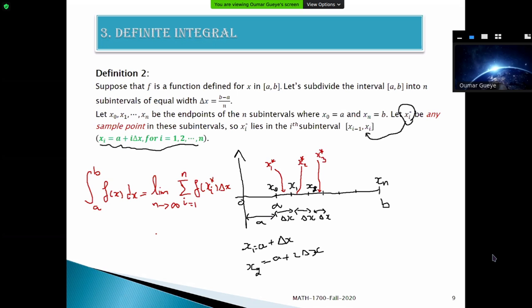Sir, I do not understand the part where it says that xi star lies in the ith interval from x(i minus 1) to xi. Where did we get the minus 1 from?